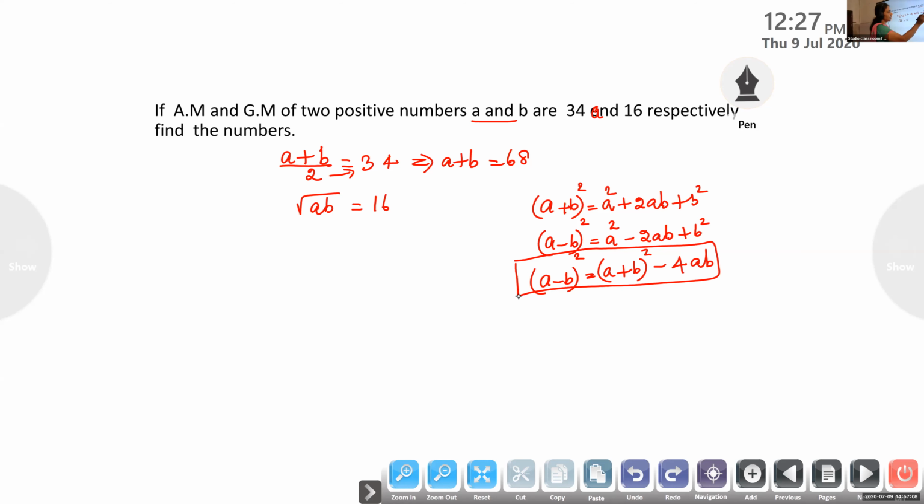So we are given a plus b, and I am going to find what is (a minus b) the whole square. So what will be (a minus b) the whole square? It is (a plus b) the whole square minus 4ab. Now a plus b is given as 68, so it is 68 the whole square minus 4 into ab. Root of ab is 16.